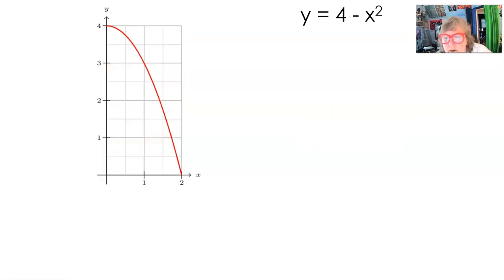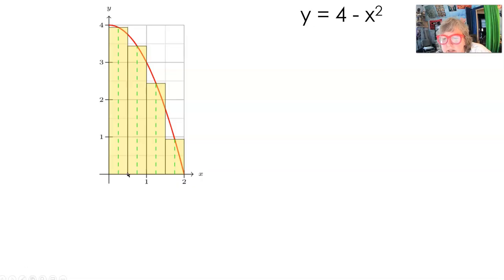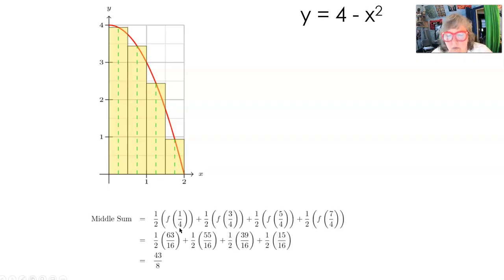We can also do the center. Take the center of each interval, so that's 1/4, 3/4, 5/4, 7/4. Those are my 4 heights. My delta x is the base of the rectangle. It's still 1/2. So I have 1/2 f of 1/4 plus 1/2 f of 3/4, etc. I ran it through the function 4 minus x squared. Got all these hideous 16ths. Simplified it, 43/8, and that simplifies to 5.375. We're going to call this M4, M for midpoint, and 4 for 4 boxes.